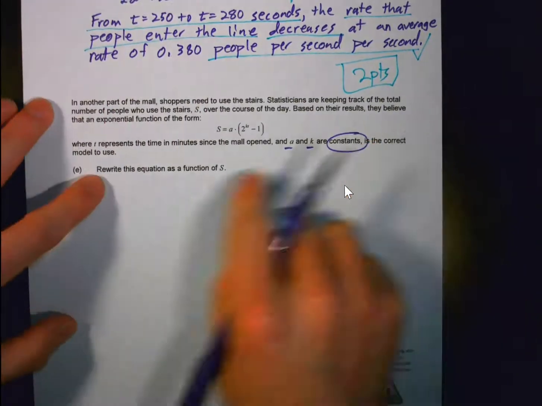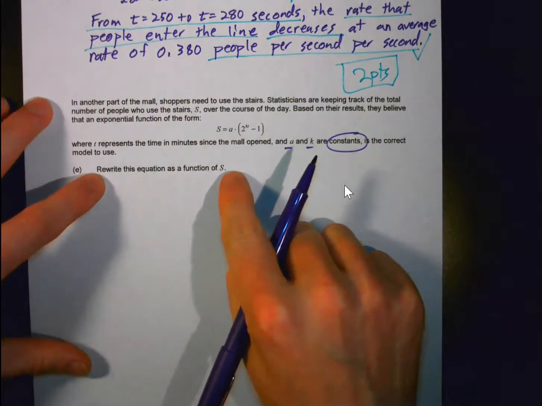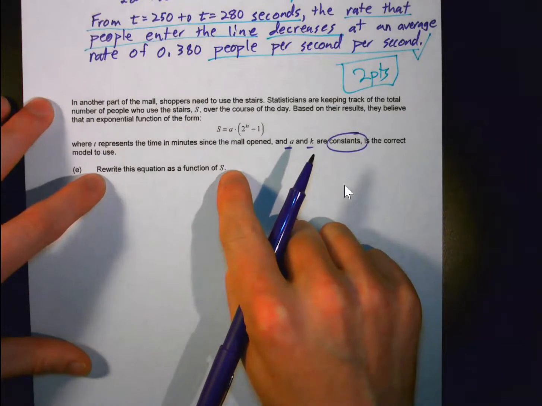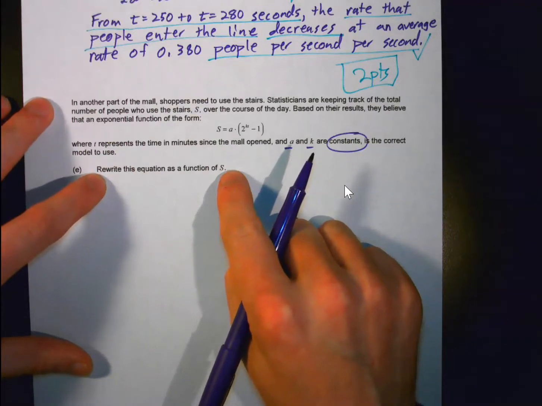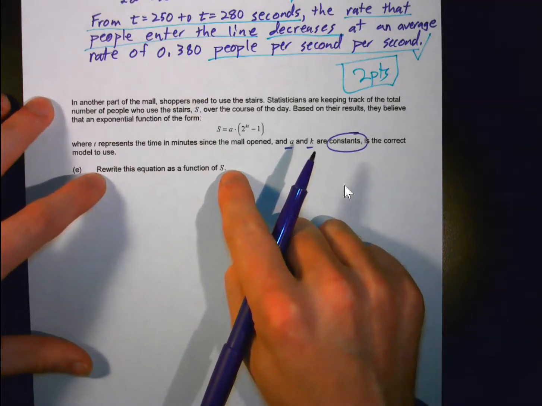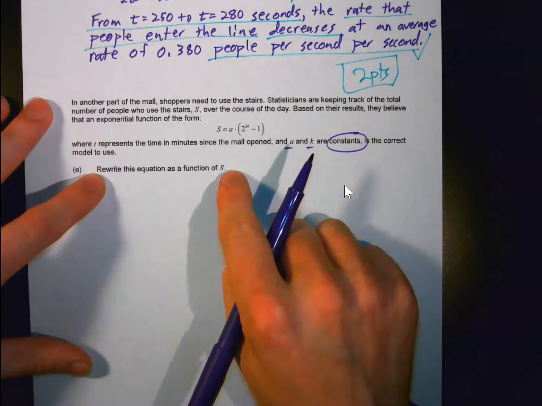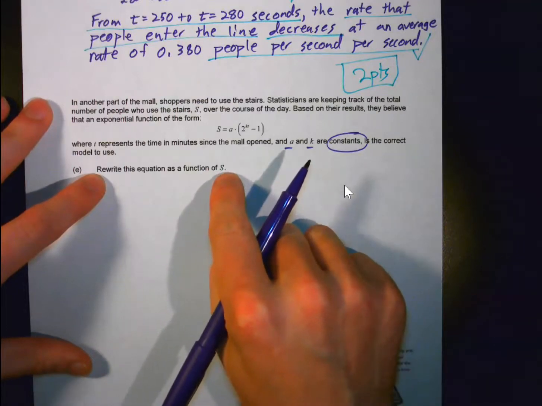All right. So we want to rewrite the equation as a function of s. And I think most students last year when they saw this were just confused, did not understand what this problem was asking, and did not know how to start this problem. And to be honest, it is tricky to understand what this is asking. So let's break it down a little bit. A function of s. What does that mean?